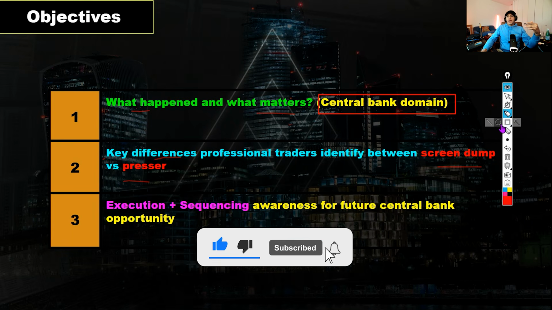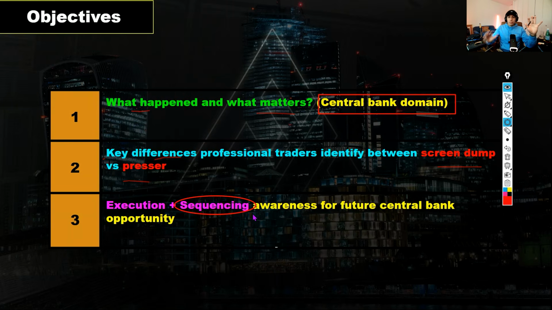And that right there, folks, is such a critical part about sequencing, right? Those two parts of any central bank event are very important because the initial screen dump is when the market has to digest and interpret the statement, the changes in the statement, things like the dot plot, which we'll talk a little bit about.